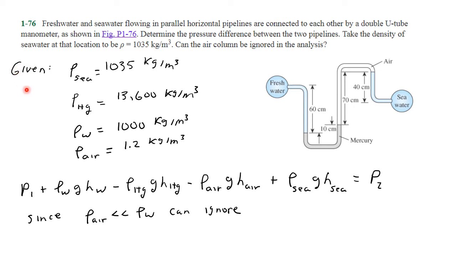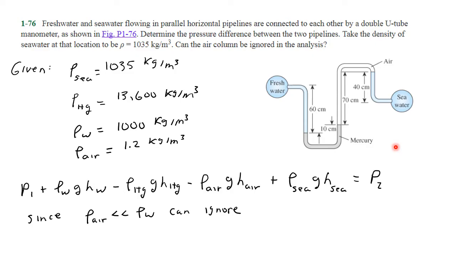Chapter 1, Problem 76. Here we have freshwater and seawater flowing in parallel horizontal pipelines connected to each other by a double U-tube manometer as shown. Here's one of the U-tubes, here's the other U-tube. We want to determine the pressure difference between the two pipelines.